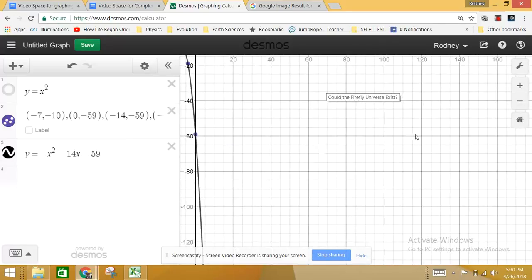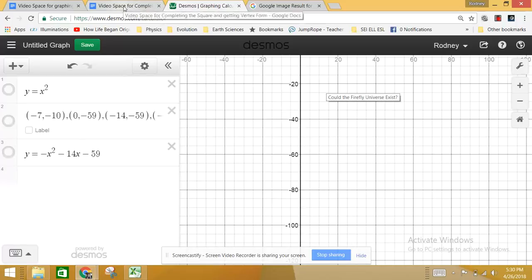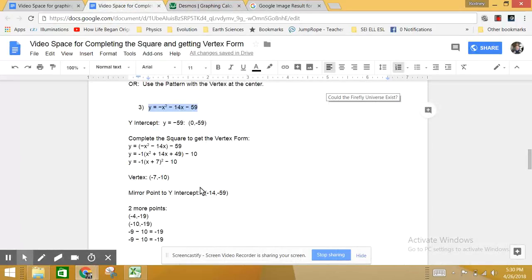And now we're going to do it one other way. I believe this extra artifact on my screen has to do with me having too many tabs open. Well, there we go. All right, so I'm going to turn that off, and we're going to graph this using the other way.